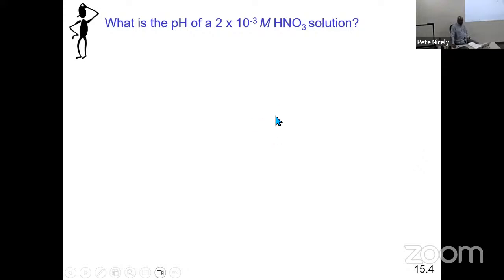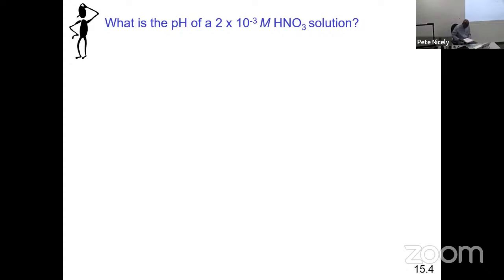Okay, so now we're going to look at some quantitative aspects. So the first question here is asking, what is the pH of 2 times 10 to the minus 3 M nitric acid? Now, let me just say this. Whenever you're asked to calculate the pH of any acid, or for that matter, any base, the first thing you have to ask yourself is, is this acid or base a strong or weak acid? Because that makes a difference, all right? Later on, we're going to see how we calculate the pH of a weak acid. But in this case, we're dealing with nitric acid, which is a strong acid.